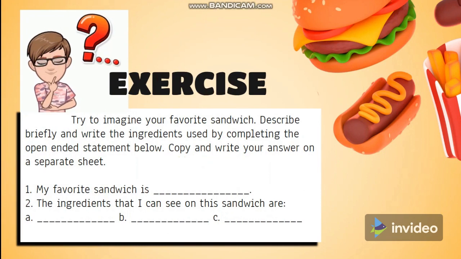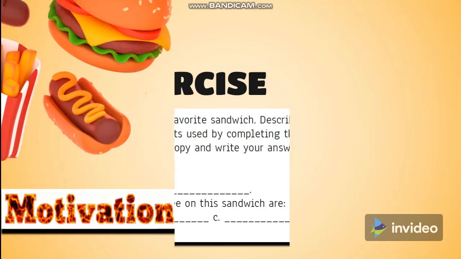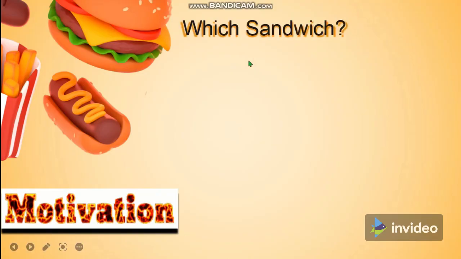For this exercise, try to imagine your favorite sandwich. Describe briefly and write the ingredients used by completing the open-ended statement below. Copy and write your answer on a separate sheet. Number 1. My favorite sandwich is. Number 2. The ingredients that I can see on the sandwich are. Which sandwich do you prepare?